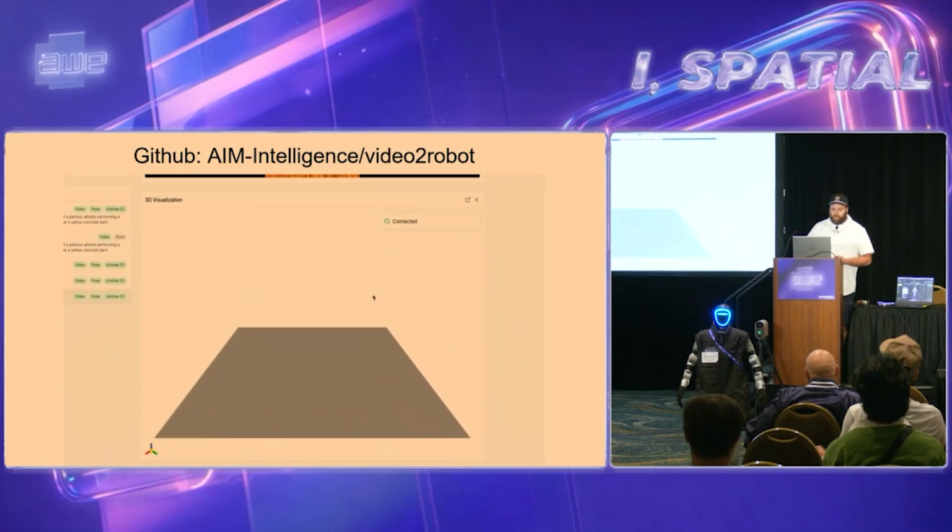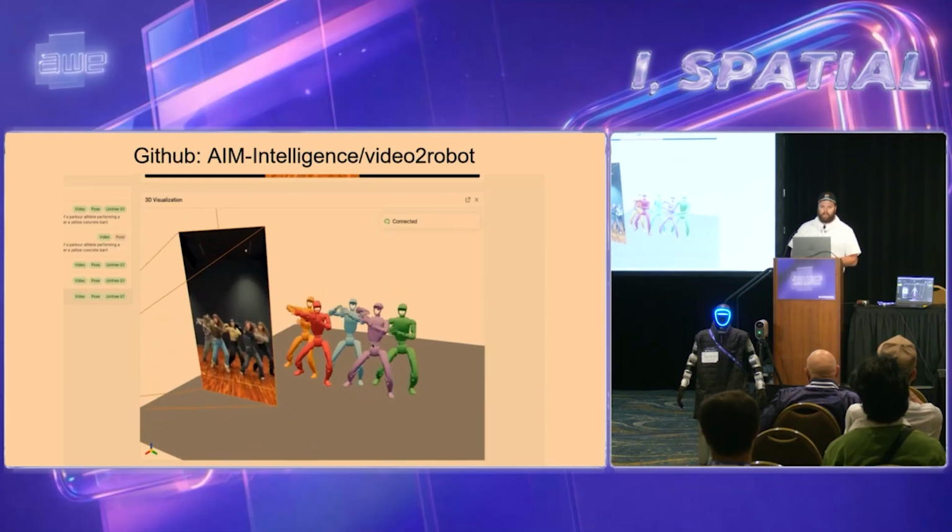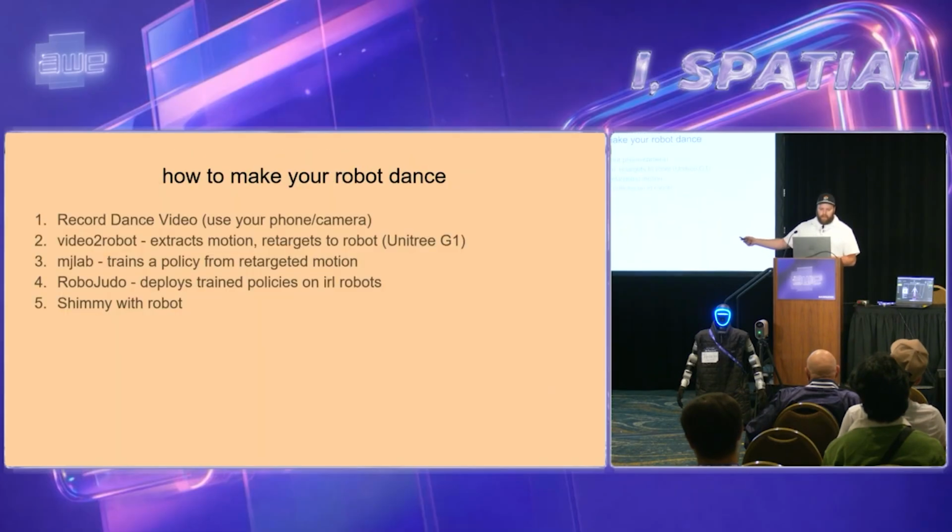So here we have a group of women dancing. Now you have 5 robots dancing. It's the ultimate replacement for TikTok dancers.